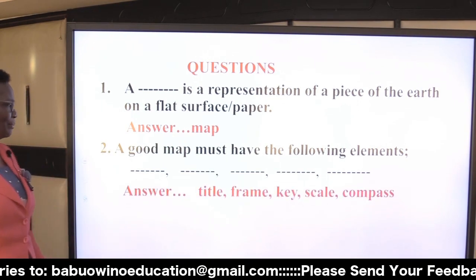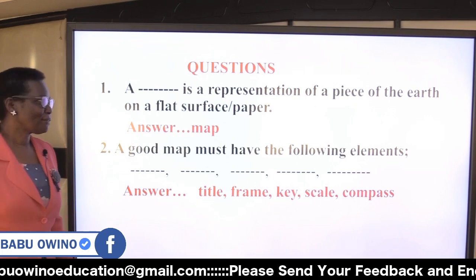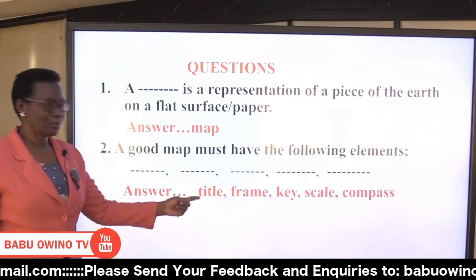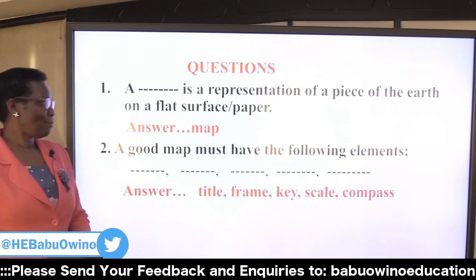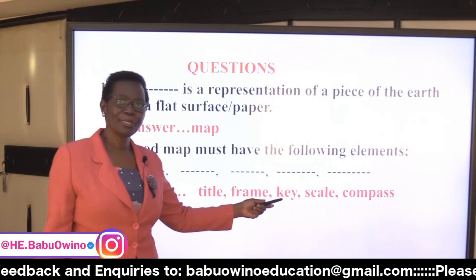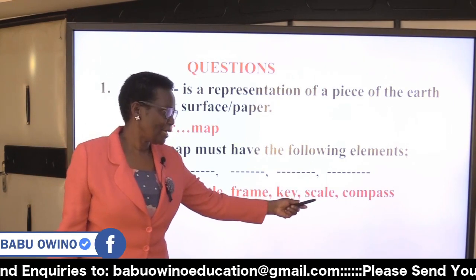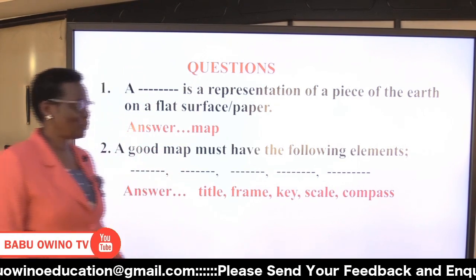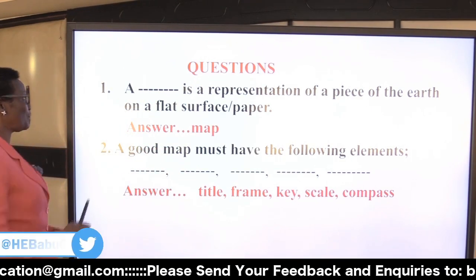Let's see if you got them. A good map must have the following elements. The answer is, must have a title. You remember? Good. Must have a frame. Do you remember? Must have a key. Must have a scale. And must have a compass. Do you remember? Very good. And did you get them? Check if you really got them.